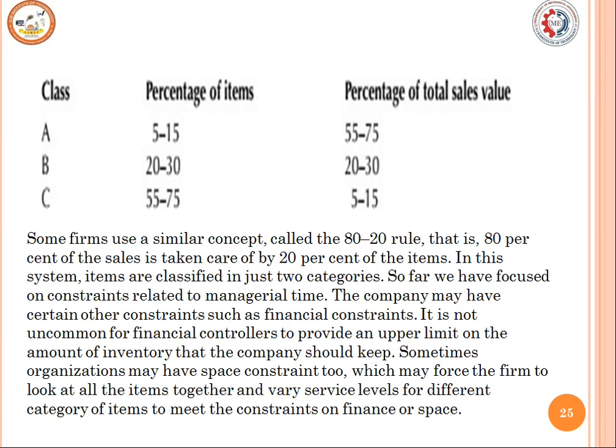In this system, items are classified in just two categories. We have focused on managerial time, so the financial constraint has to be taken care of. So this ABC analysis will be done so that you will be able to know which products, or what percentage of items, have to be increased in order to get a good sales value.